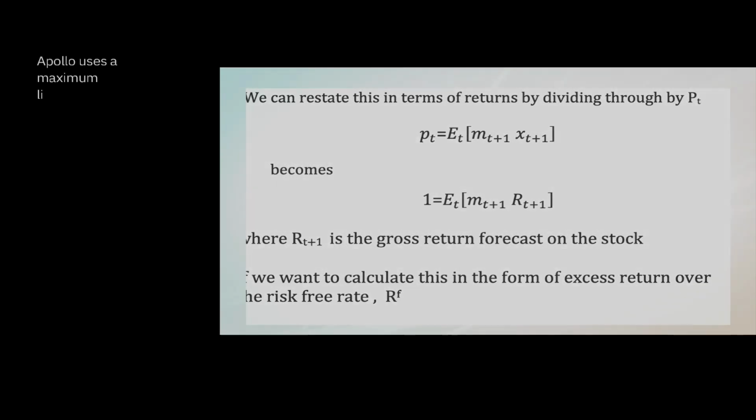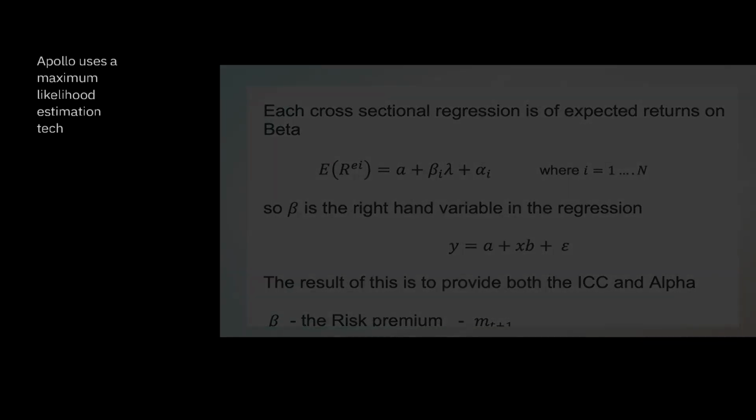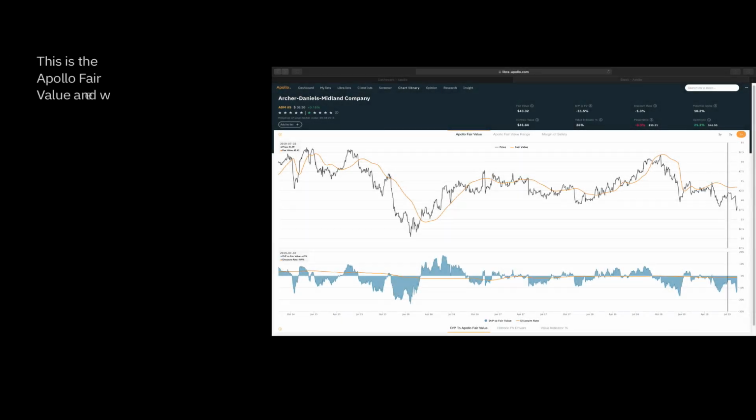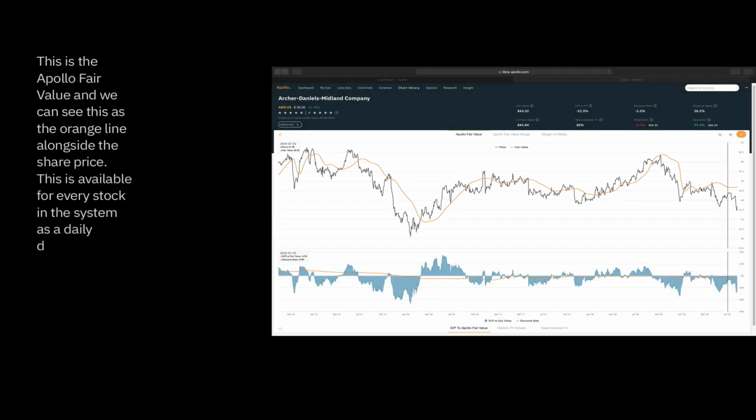Apollo uses a maximum likelihood estimation technique to generate a robust, generalized, multi-factor proxy measure of future cash flows, updated daily. This is the Apollo fair value, and we can see this as the orange line alongside the share price. This is available for every stock in the system as a daily dataset.